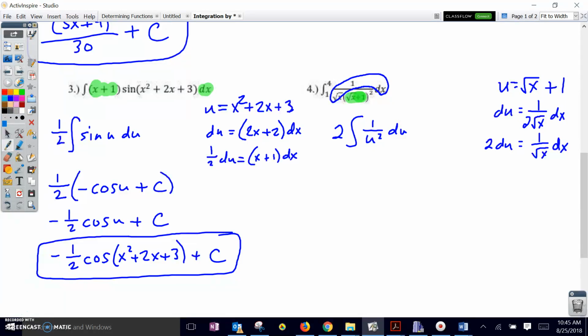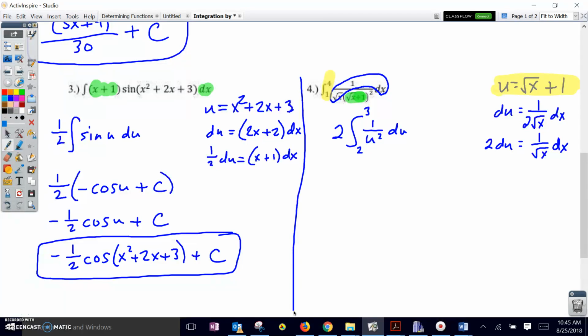Now I'm going to change my limits of integration over. I'm going to take 1 and 4 and substitute them in here for x and figure out what the corresponding u value is for those x values. When I put 1 in, that's the square root of 1 plus 1, that's 2. And when I put 4 in, that's the square root of 4, which is 2, plus 1, so that limit's going to be 3. And now I don't have to bother bringing u back in the end.